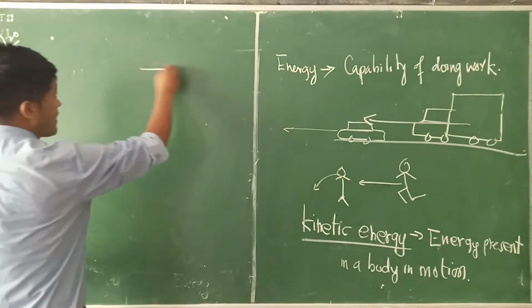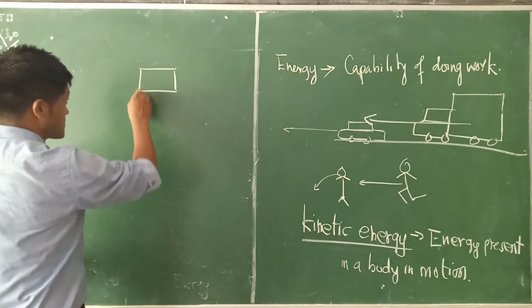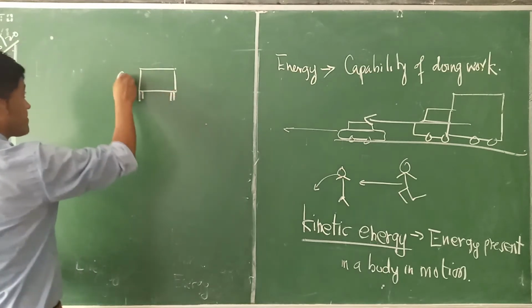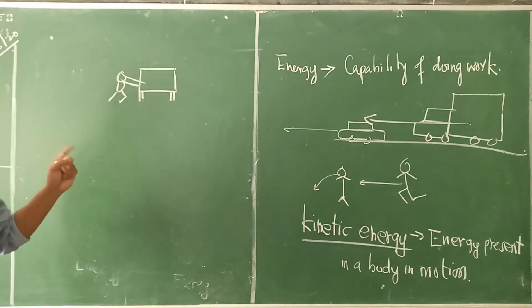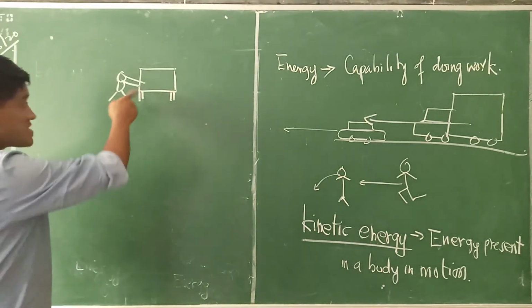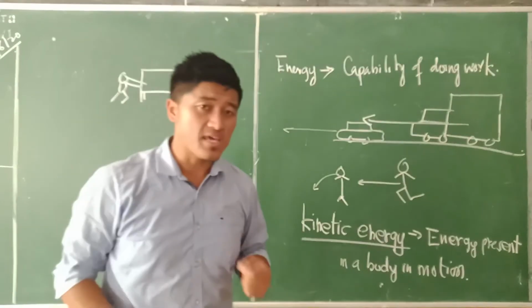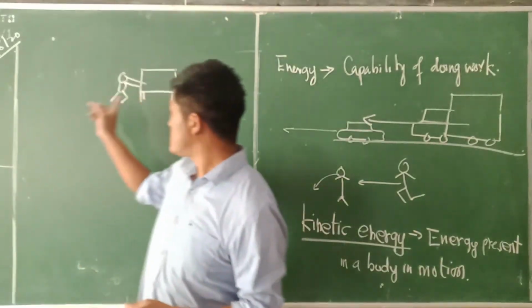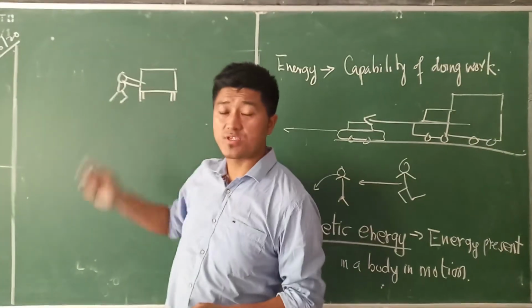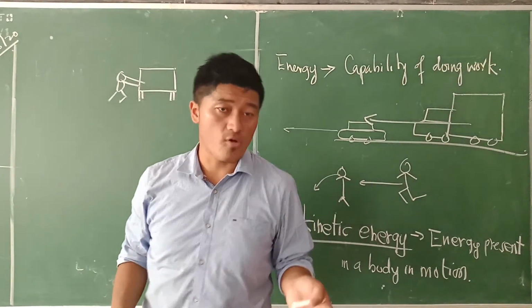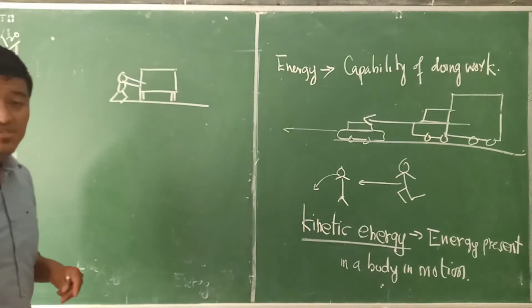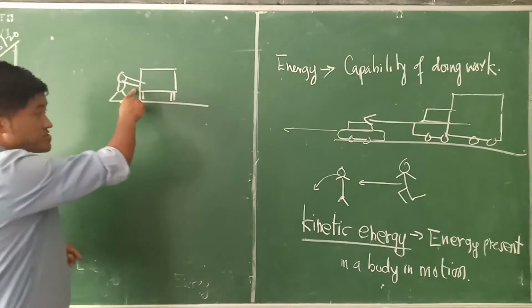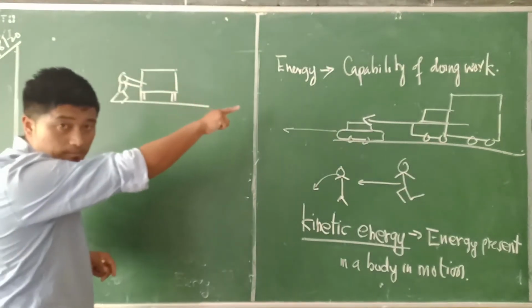Now I'm going to bring another kind of situation here. Now he is pushing this table. Understand? He is pushing this table. As we have discussed in the case of work done, work is there, displacement is there. So naturally, this is a work done. But this is also an example of kinetic energy here, right? Hence this body is in motion.